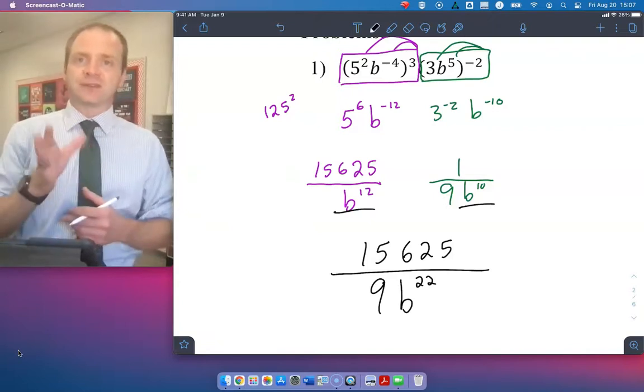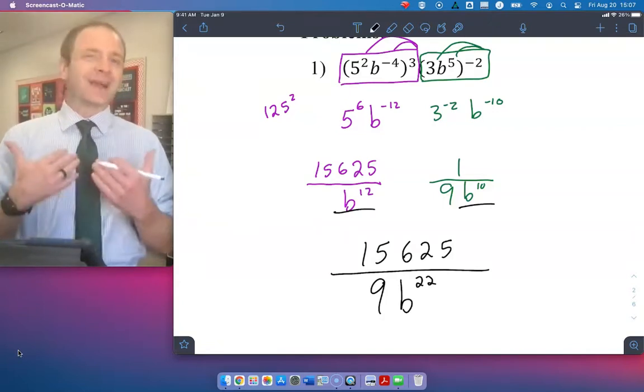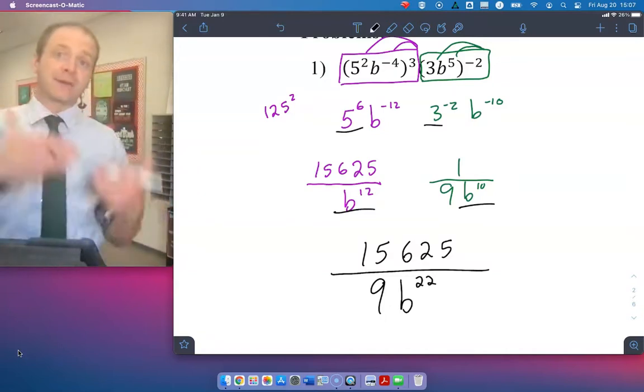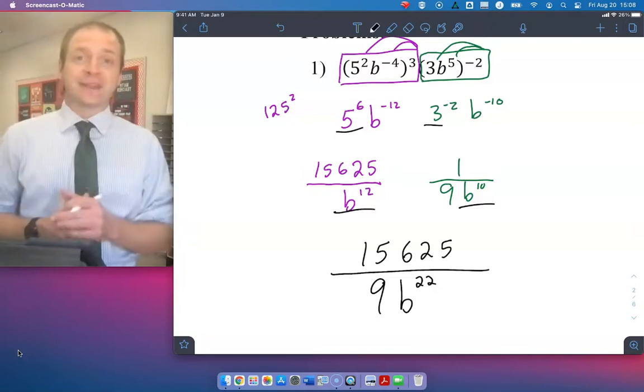Now in this case, you would look to see, can I simplify my coefficients? And I know I can't because my bases had nothing in common. So therefore, their powers are going to have nothing in common. So I can't simplify that anymore.